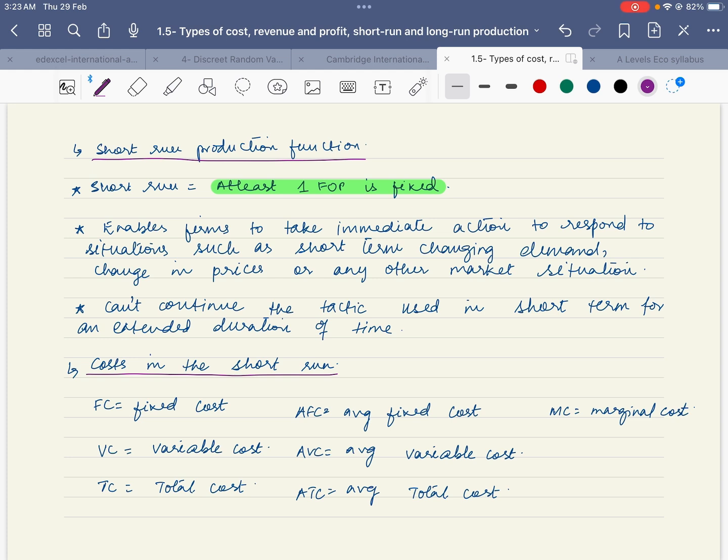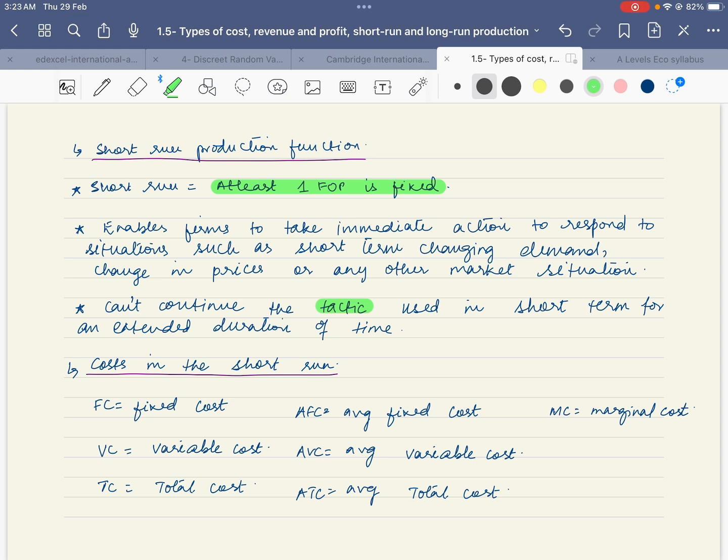However, this change in one factor of production is a tactic. Tactic is something which is used in the short term, and whatever we use in the long term is called strategy. Tactic cannot be used in the long run to achieve long term objectives. It is restricted to the short term. So, the tactic that they use by varying a certain factor of production in the short run cannot be continued for a longer period of time. It is just a response to a temporary situation.